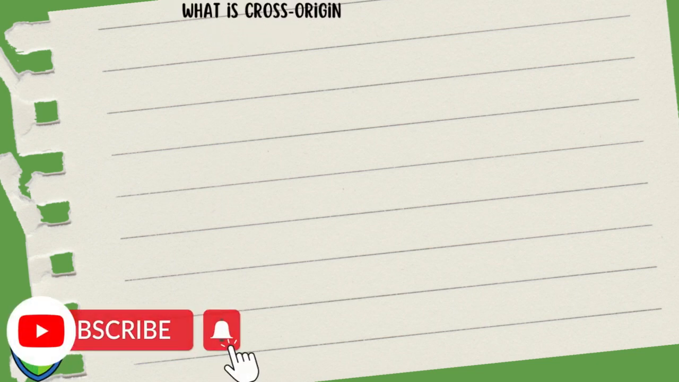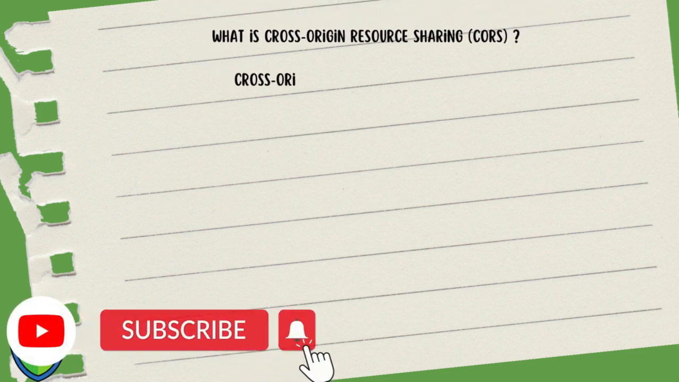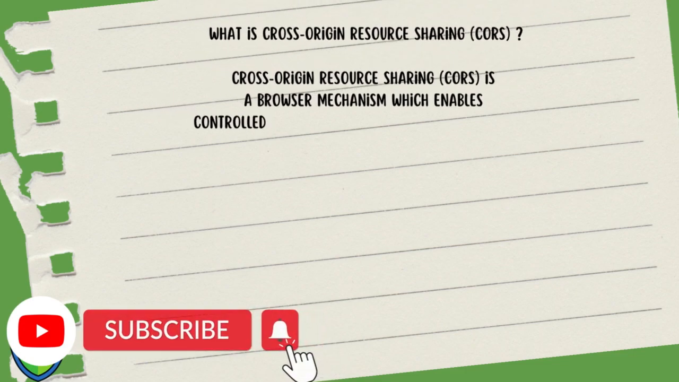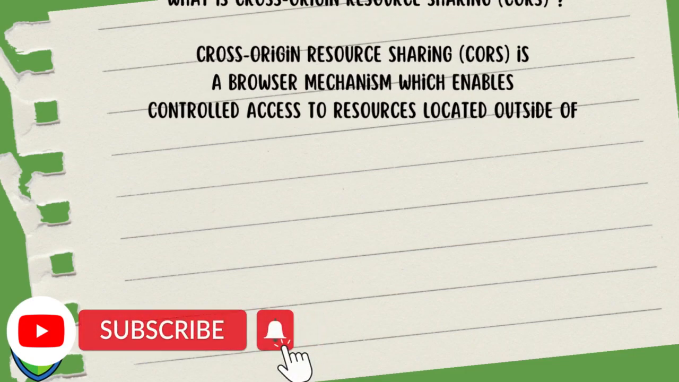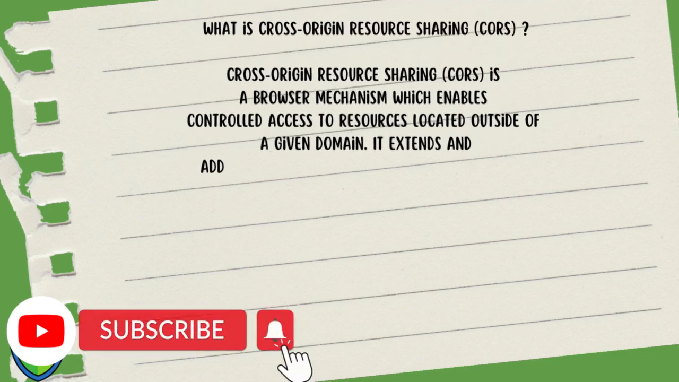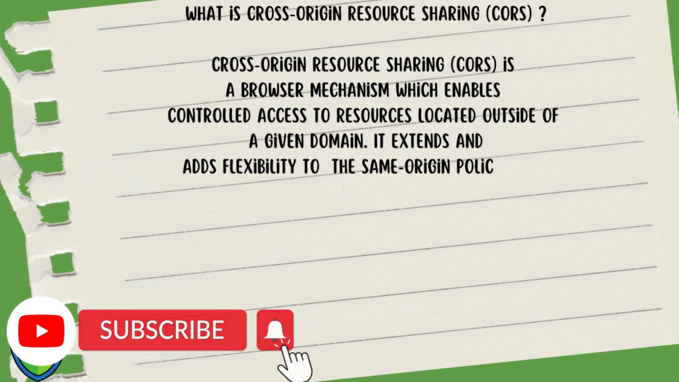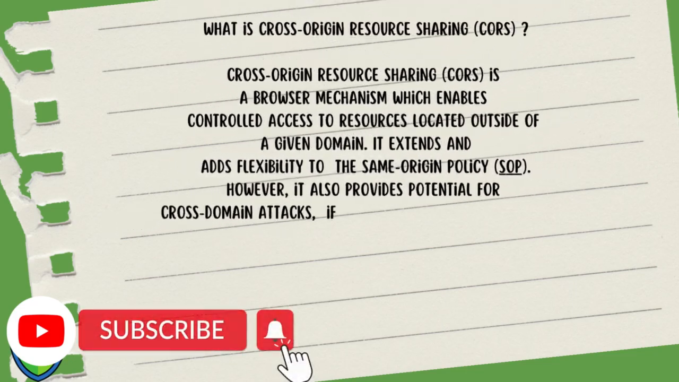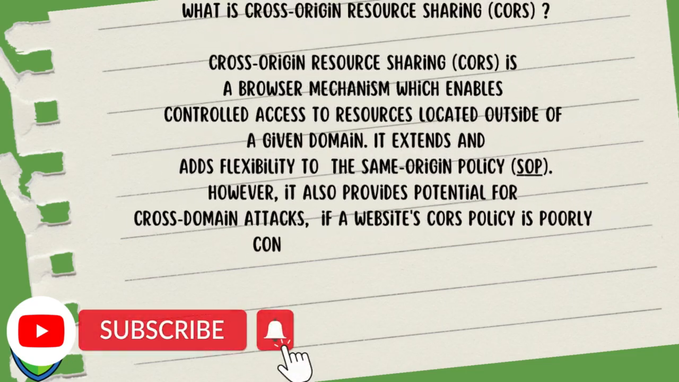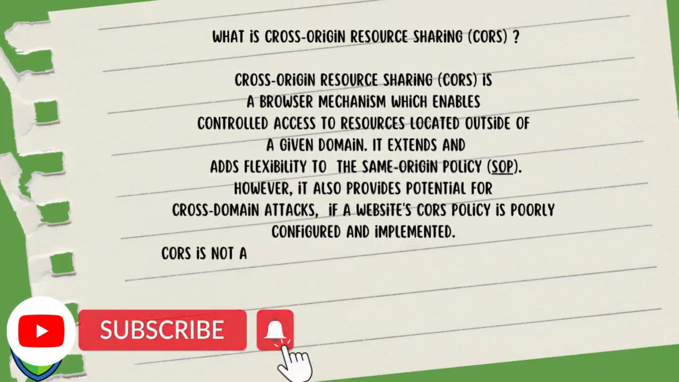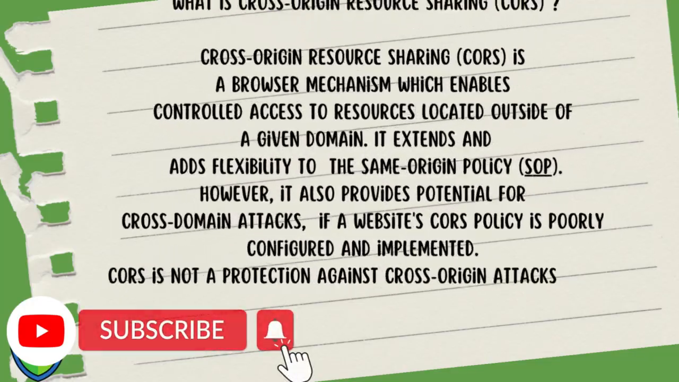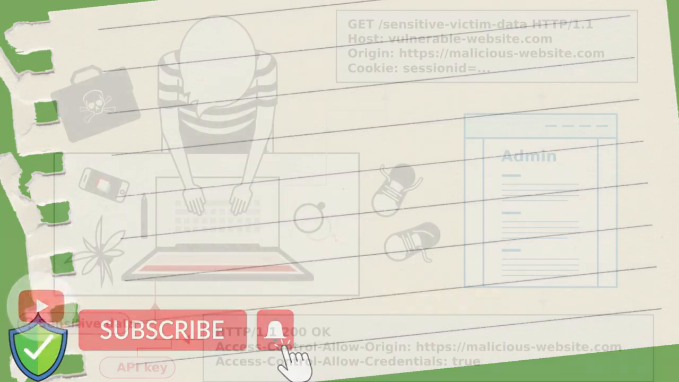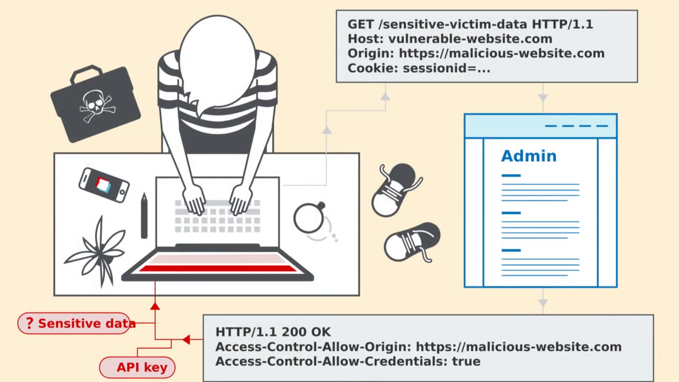What is Cross-Origin Resource Sharing, CORS? Cross-Origin Resource Sharing, CORS, is a browser mechanism which enables controlled access to resources located outside of a given domain. It extends and adds flexibility to the same origin policy, SOP. However, it also provides potential for cross-domain attacks if a website's CORS policy is poorly configured and implemented. CORS is not a protection against cross-origin attacks such as cross-site request forgery, CSRF.